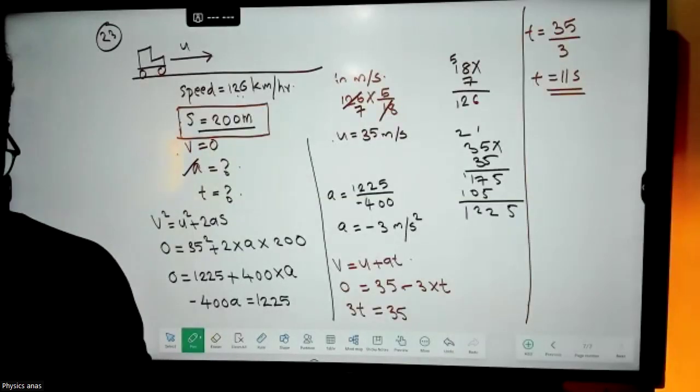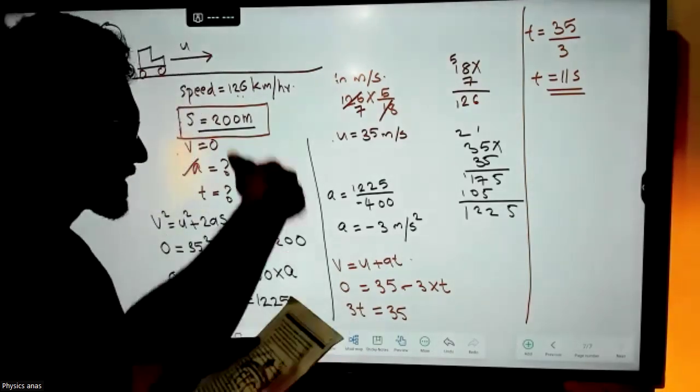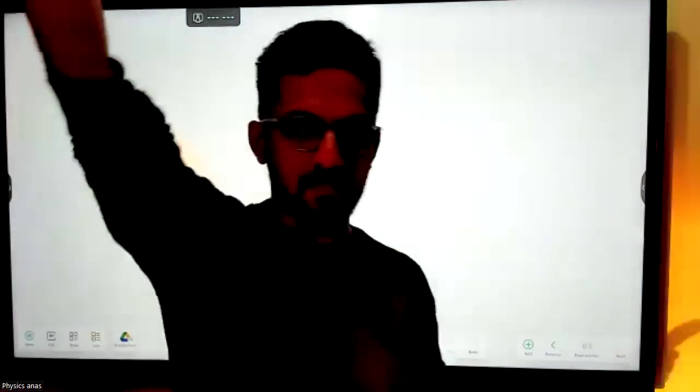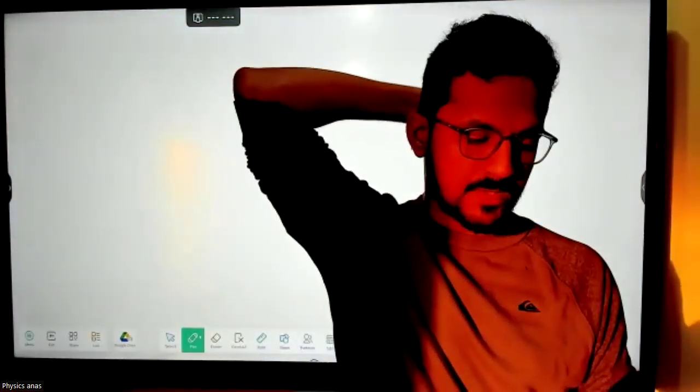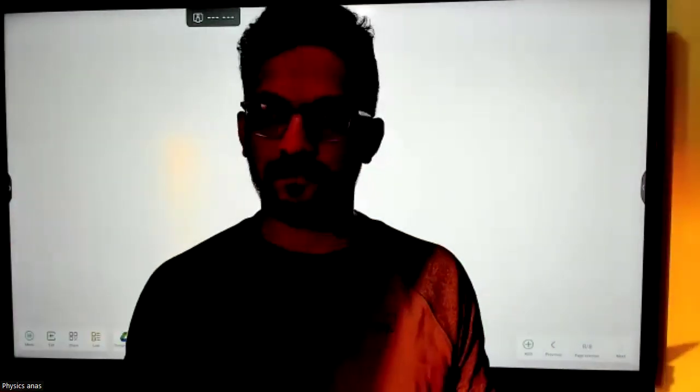We have done question number 24 in my memory, right? Question number 24. A ball is thrown vertically upwards with a velocity of 20 meters per second. We have done that question in my memory. Do you remember that question? Question number 24 about the vertical motion. Just check your notebooks and tell me if we have done question number 24.